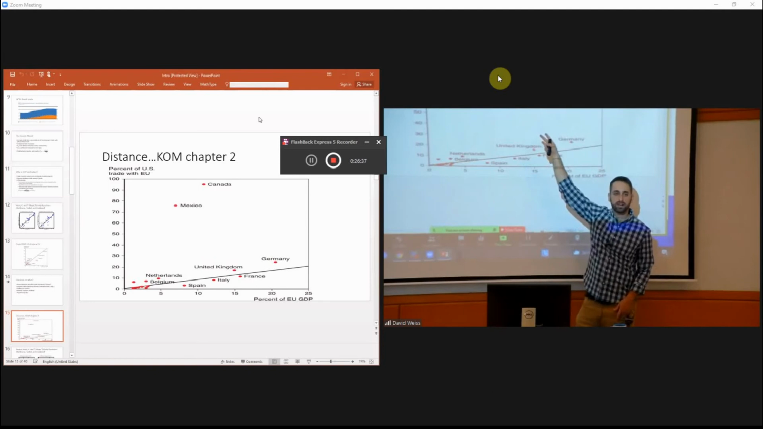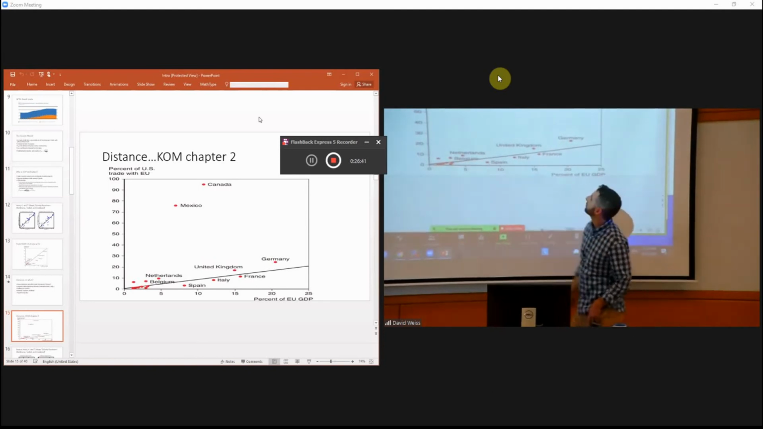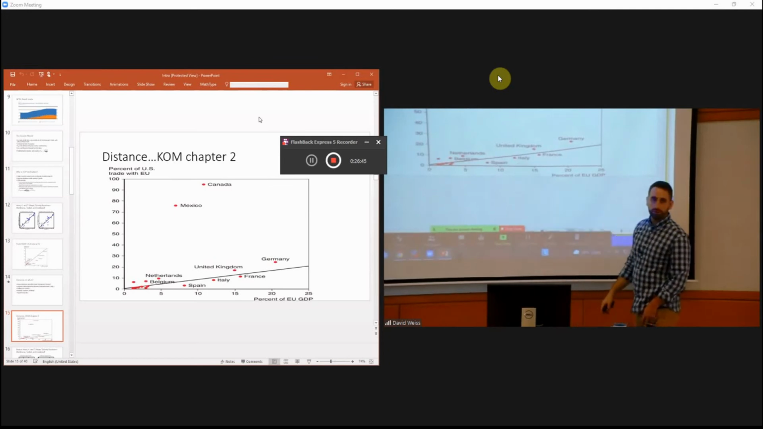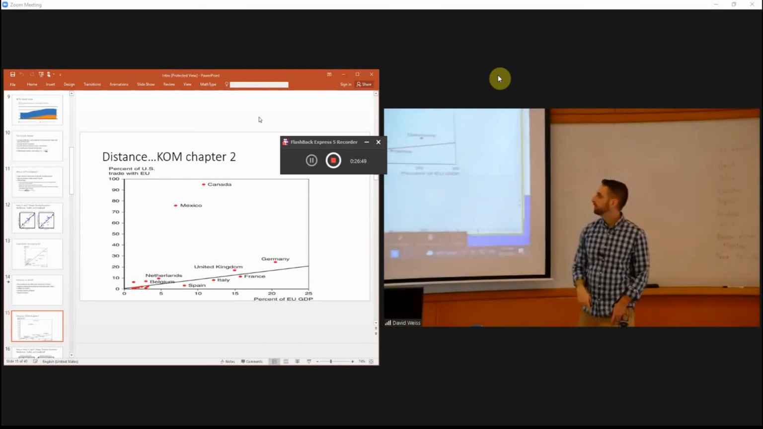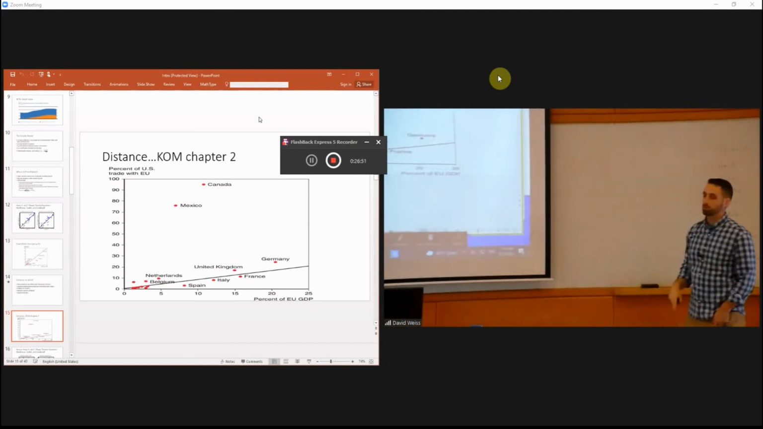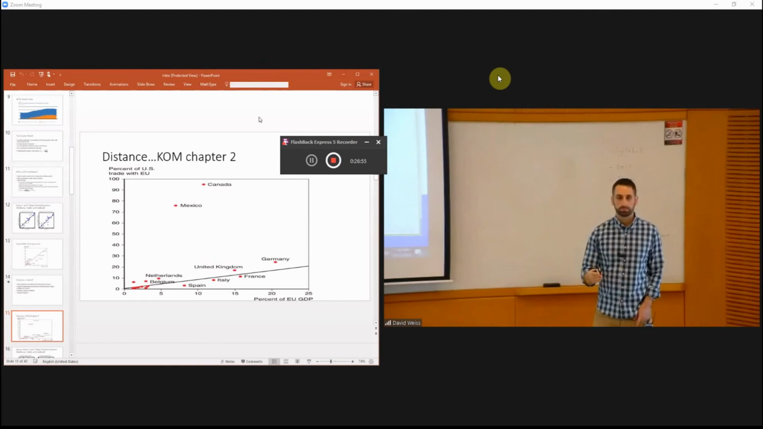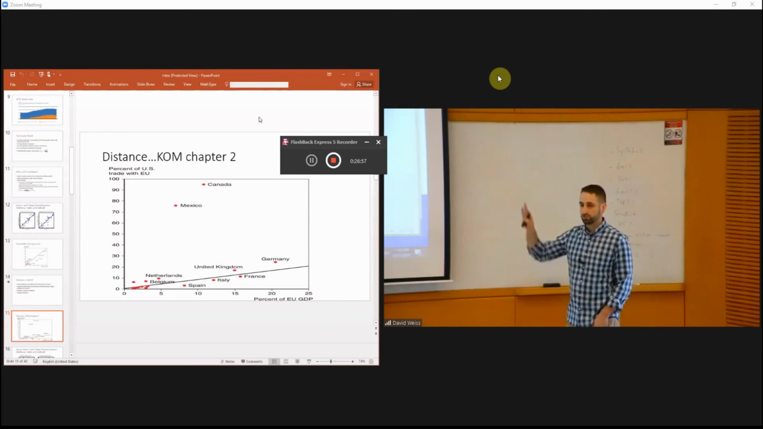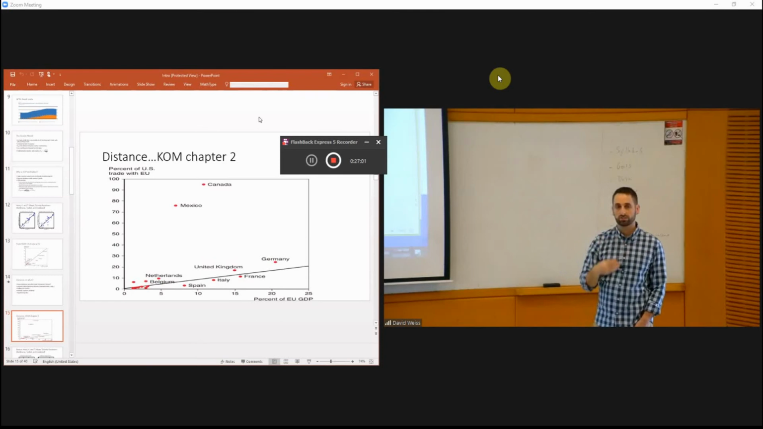But now notice Canada and Mexico. Mexico's GDP is about the same size as Spain, Canada about the same size as Italy. But both Mexico and Canada trade a hell of a lot more than either Spain or Italy do with America. Why? There's no distance. They're right on the border. So this is the first cutting example of the gravity model, distance mattering.